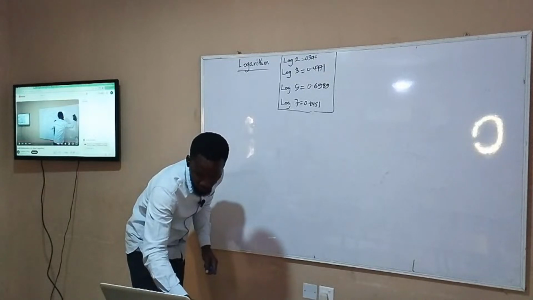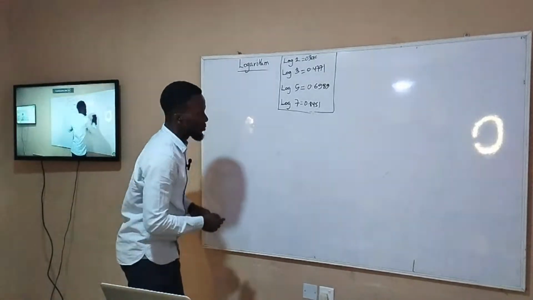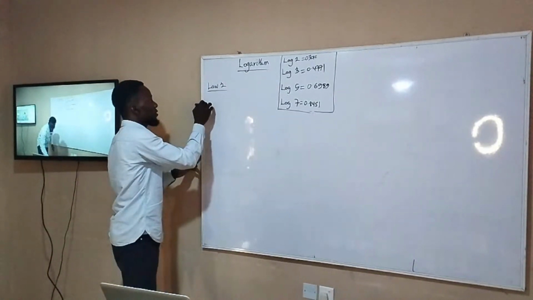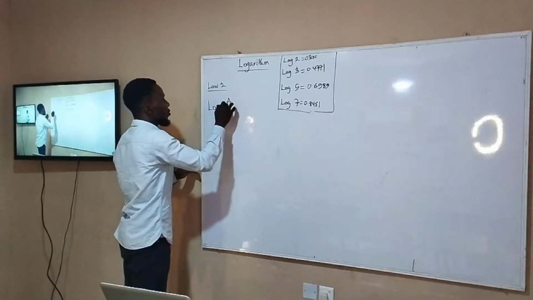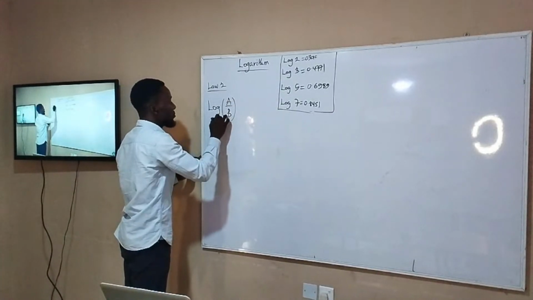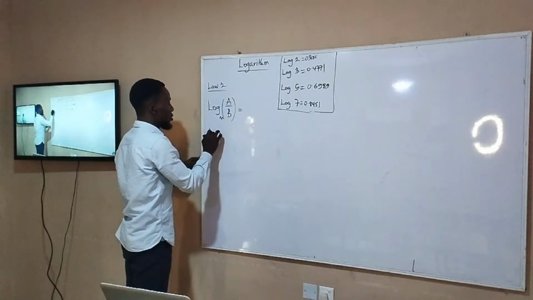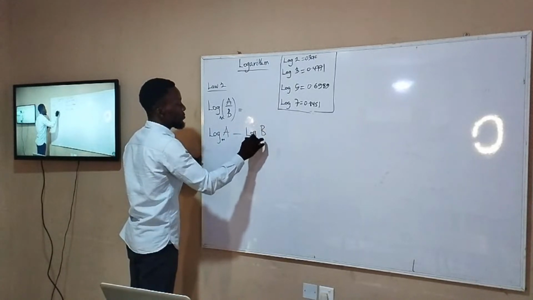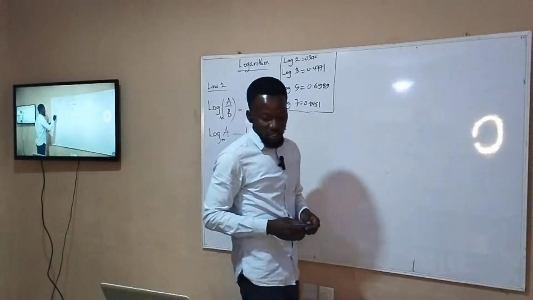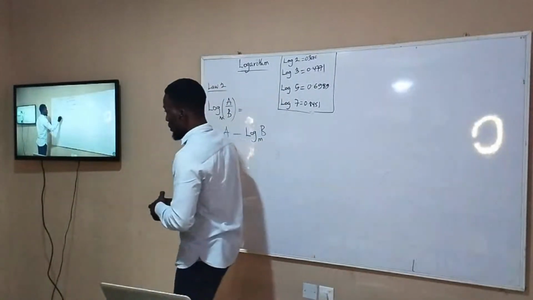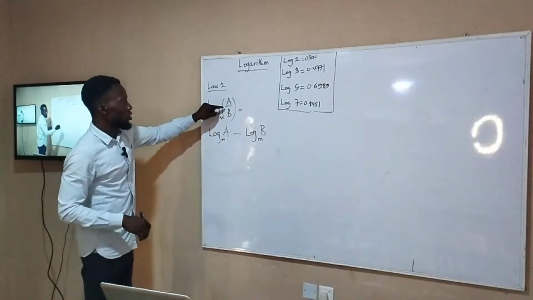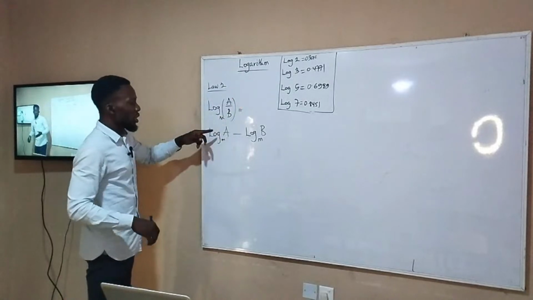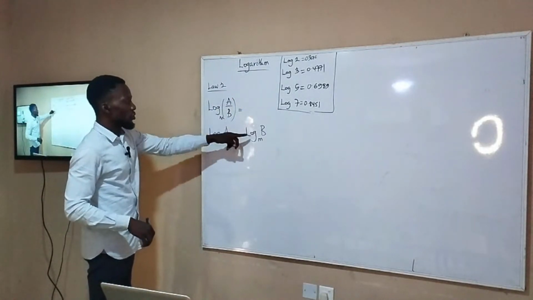Now the second law states that if I have log a over b base n, it should be log a base n minus log b base n. That is what the second law states. Is that taken? In the first one it was multiplication, so it was addition. Now that it is division, it will be subtraction.